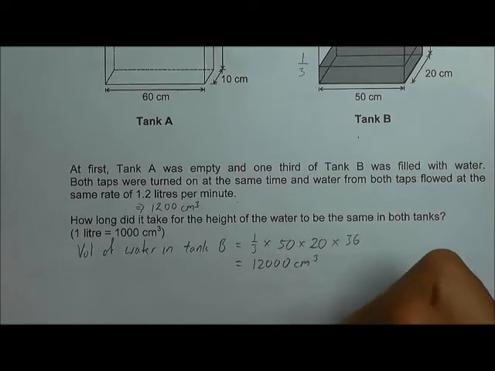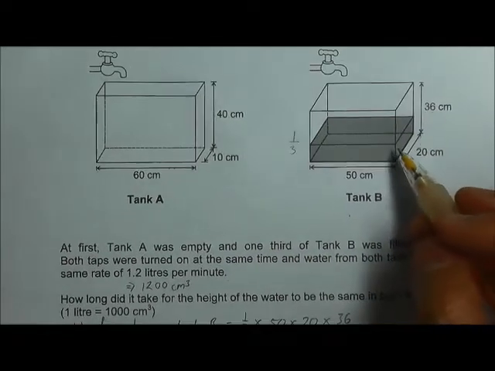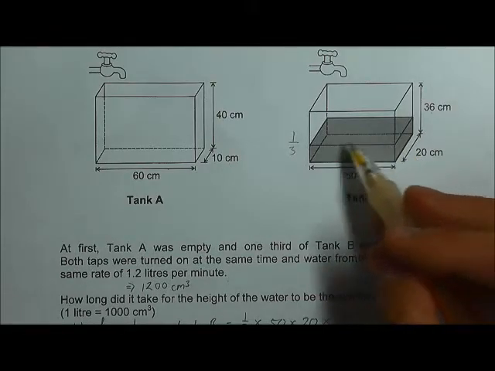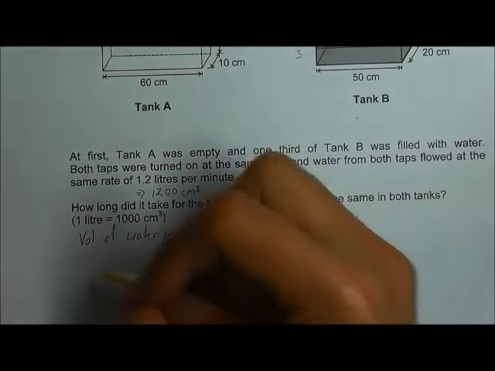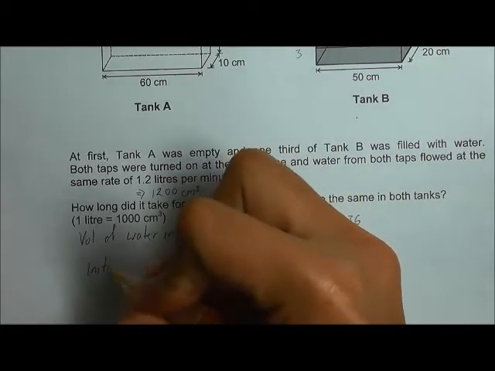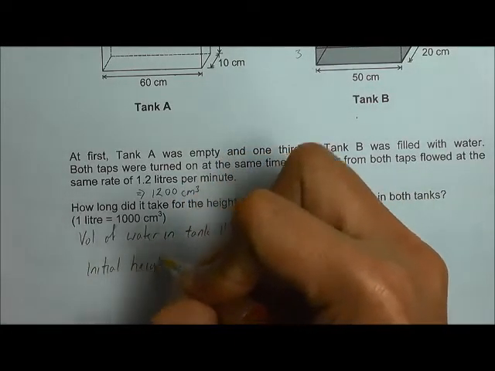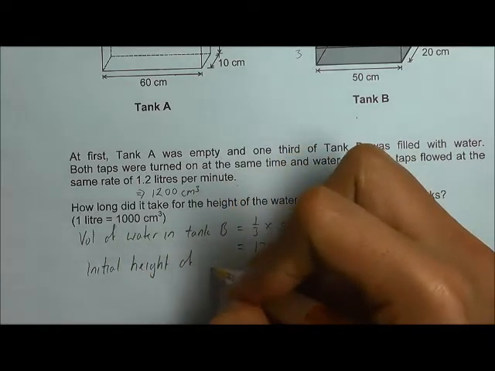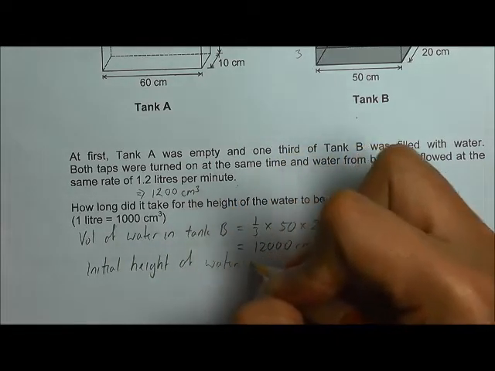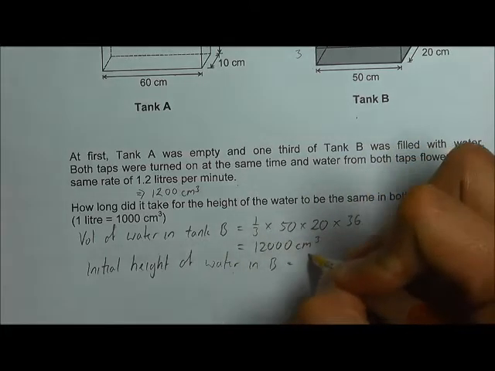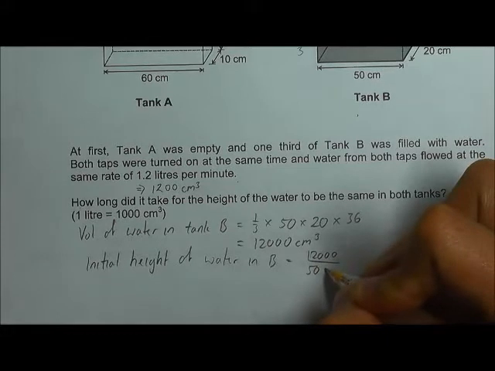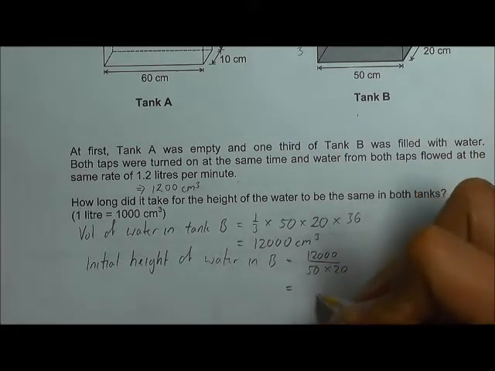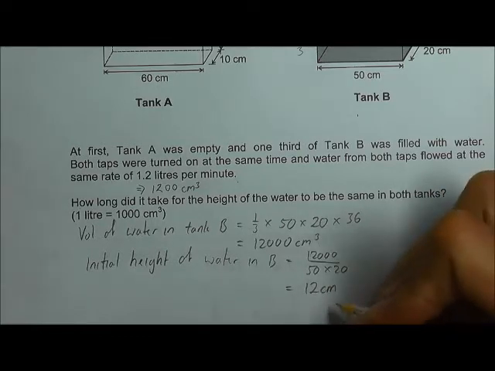Okay, so with this we can find out what is the height of the water. We just need to take the volume of the water divided by the base area. So the initial height of water in B is 12,000 divided by 50 times 20. That will give us 12 cm.